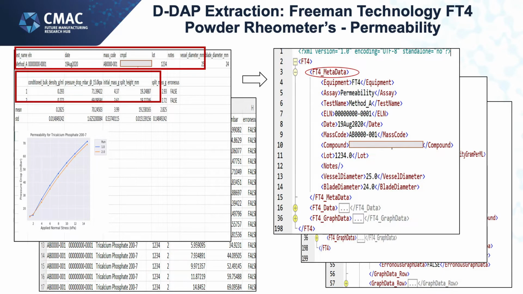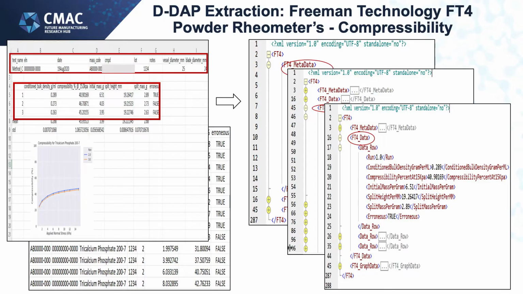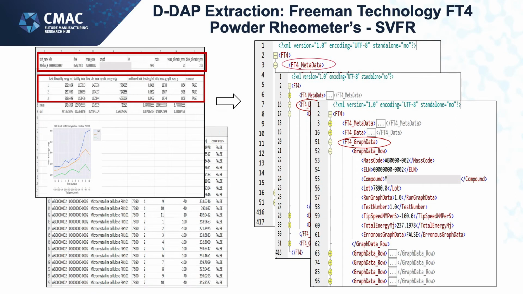Here this is another data coming from FT4. In this sheet, we can see that data is not in one file, but it is in multiple worksheets inside the sheet. So we have to go to different sheets, grab the data, and then further we need to transform it. Another FT4 data coming related to compressibility. SVFR data coming from FT4.